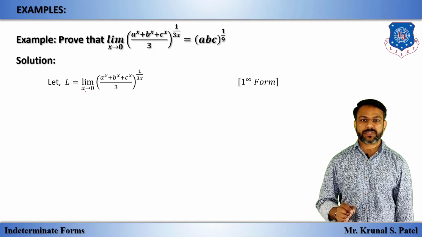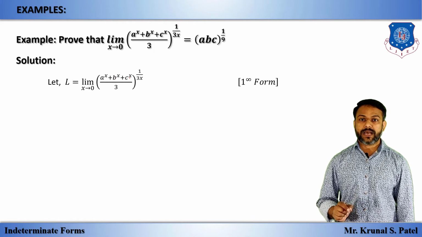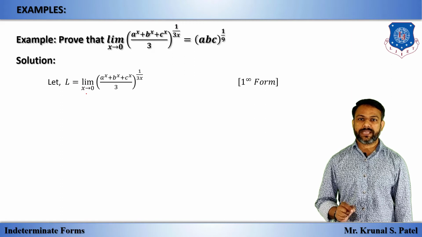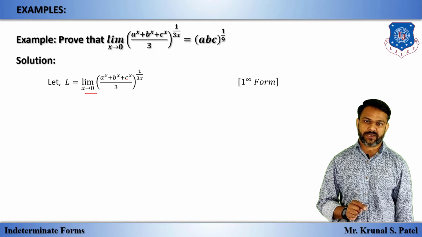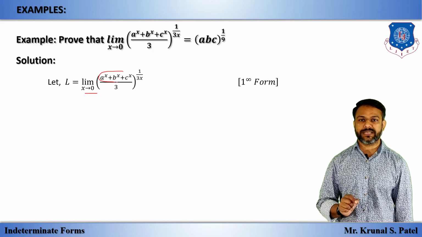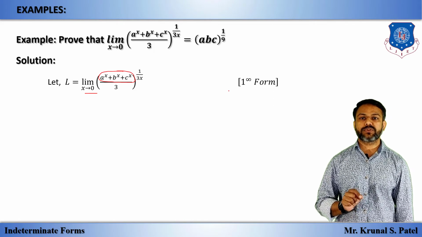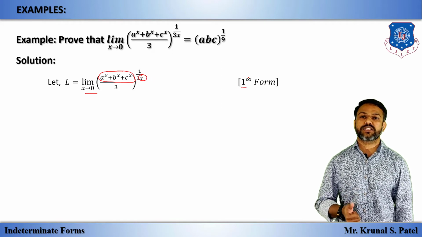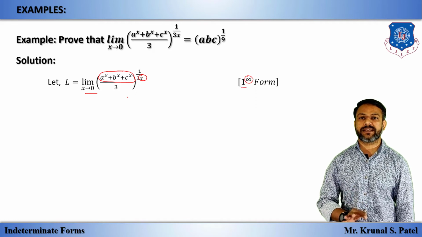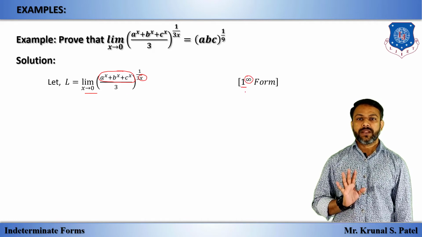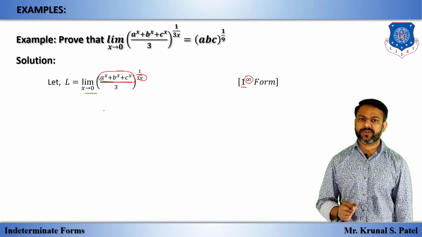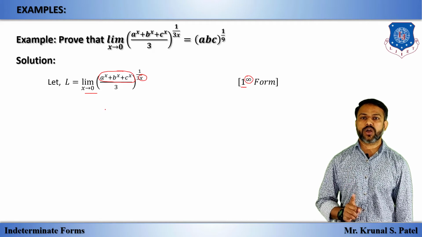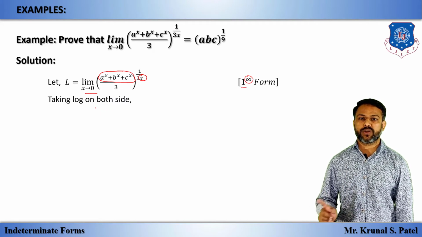L is equal to limit x tends to 0 of this. And now by putting x equal to 0, a raised to 0 is 1, b raised to 0 is 1, c raised to 0 is 1, 1 plus 1 plus 1, 3 by 3 is 1. So the base becomes 1. And if you put 0 in the power, 1 by 0 is infinity. So we have 1 raised to infinity form. So first of all, we have to decide which form is given. Now, as I told, if we have 1 raised to infinity form, then we will take log on both sides.